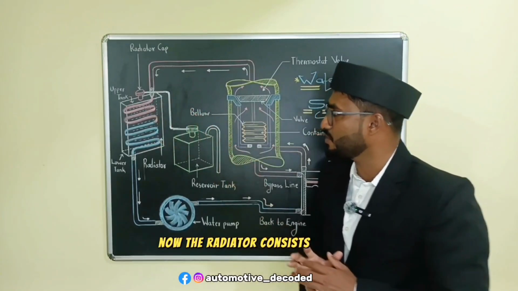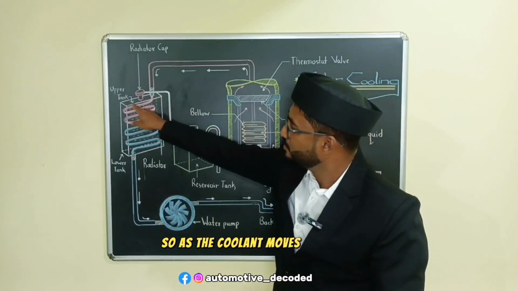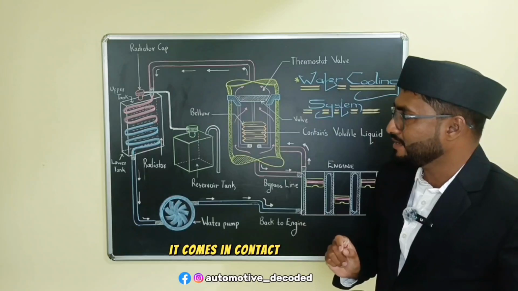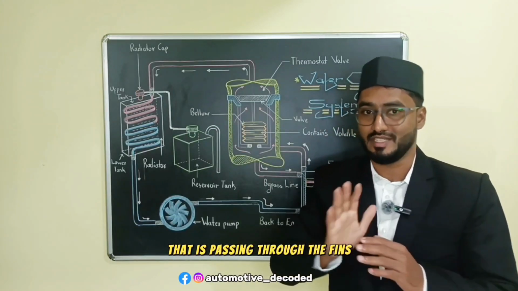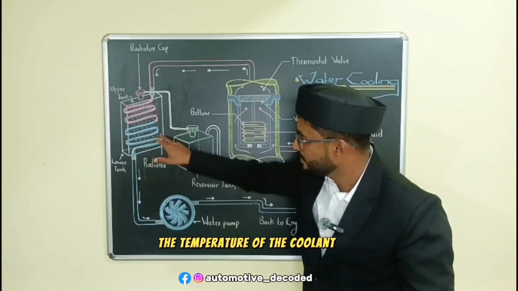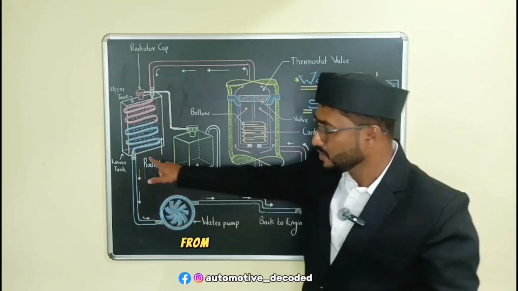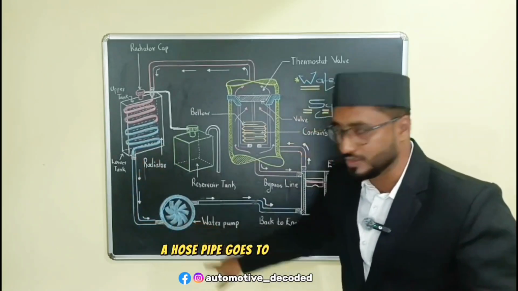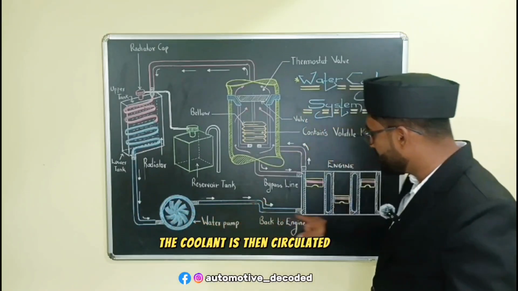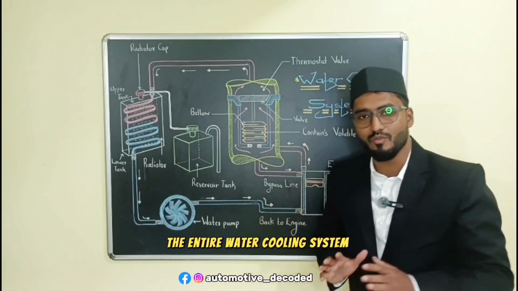Now the radiator consists of tubes and fins. As the coolant moves from the upper tank through the tubes, it comes in contact with the air that is passing through the fins. Due to this, the temperature of the coolant will reduce till it reaches the lower tank of the radiator. From the lower tank of the radiator, a hose pipe goes to the water pump, and from the water pump, the coolant is then circulated back to the engine. This is how basically the entire water cooling system works.